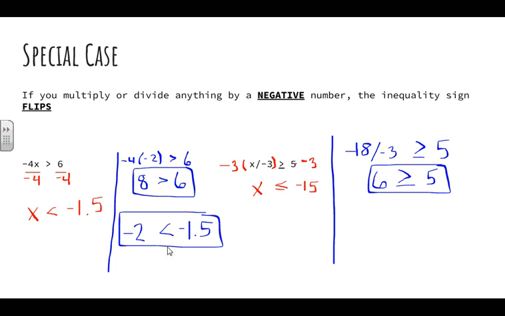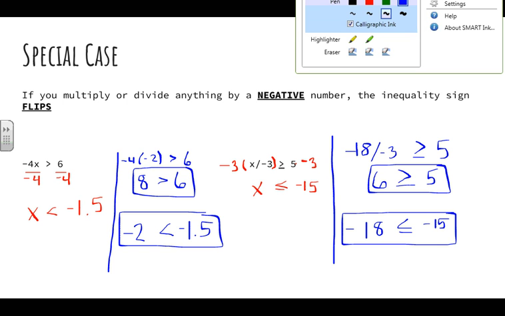Then if we just go with our inequality here and we plug in, negative 18 is less than or equal to negative 15, that is also true. If we would have left our sign where it is, it would no longer be true. So you see that both statements have to be true. That's why we have to flip our sign.